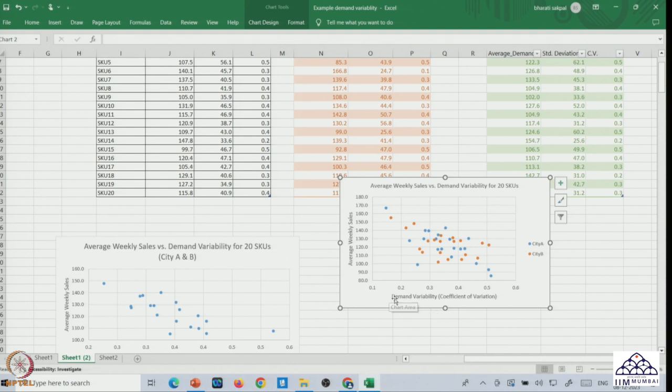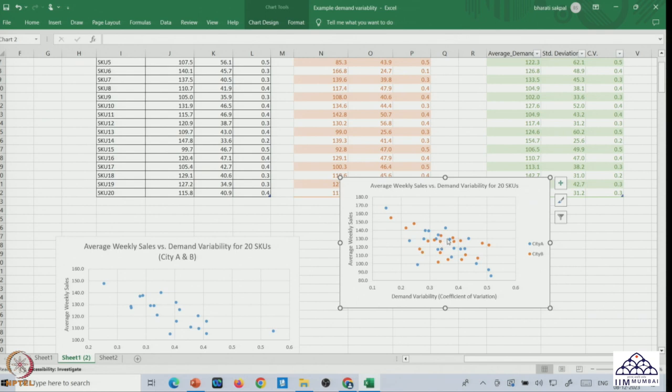Here, if we observe, on the x-axis we have the coefficient of variation, which is capturing the demand variability, and on the y-axis we have the average weekly sales, which we have already calculated for all the SKUs. The blue dots indicate the COVs for city A, and similarly the orange dots indicate the coefficient of variation for city B. So we can see that some of the SKUs have very low demand variability, but their average weekly sales are very high, and similarly there are some SKUs where the demand variability or coefficient is very high, but their weekly sales are quite low.